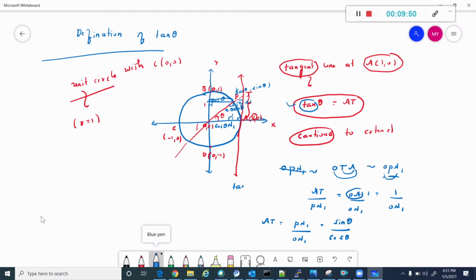So here I have defined tan theta as AT. So AT is your tan theta, right? From this relation, it comes that tan theta is equal to sin theta by cos theta. This is numerically equal, but that's not the definition. This by this is numerically equal to this by this value.